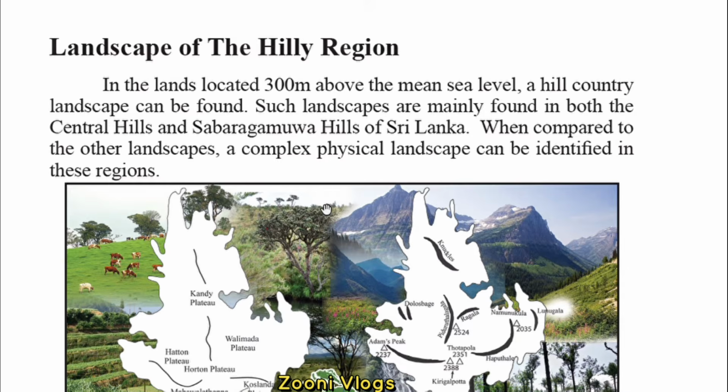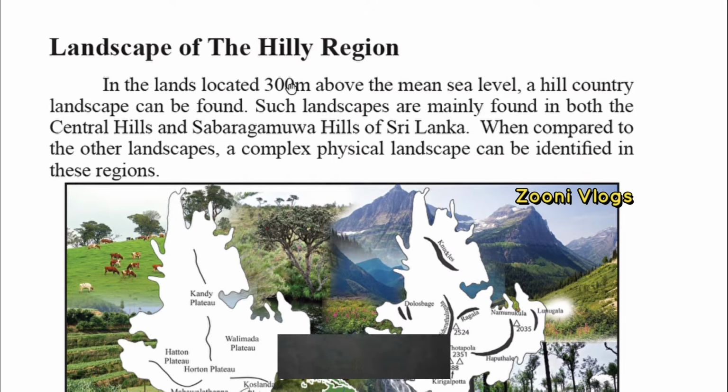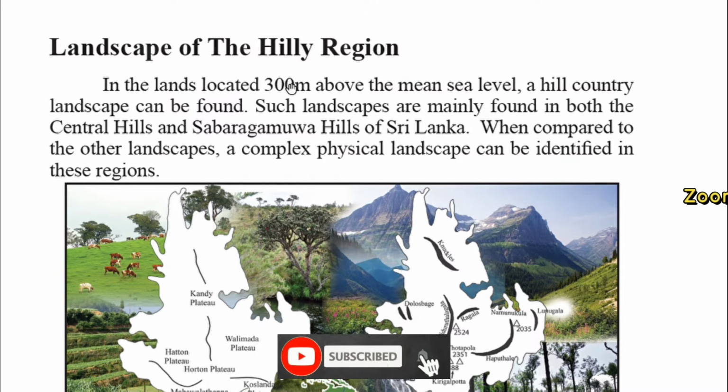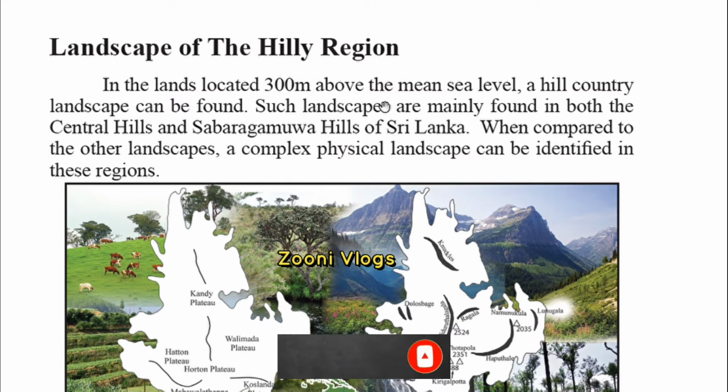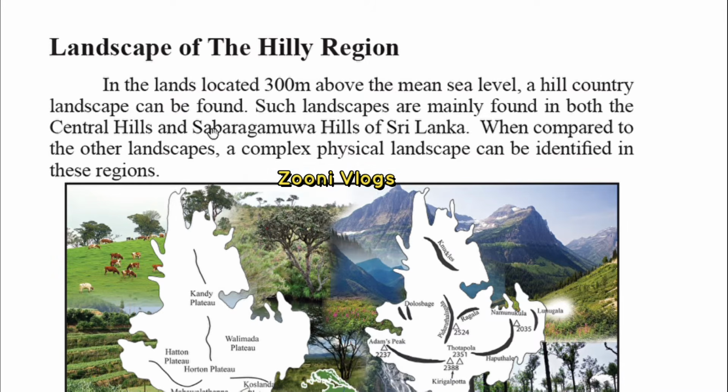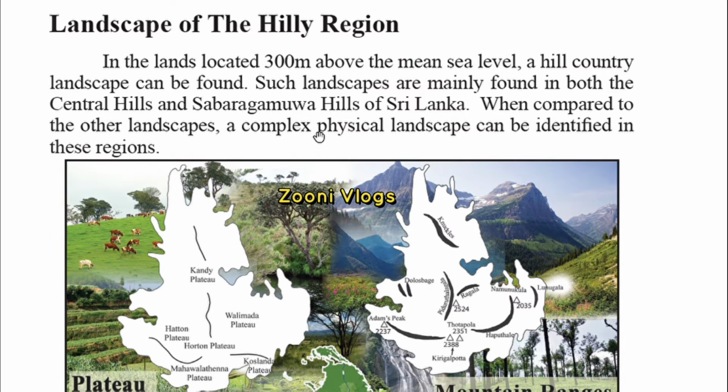Okay, now we are going to learn about the physical landscape of the hilly region. Now this is very important. They will ask this point in your MCQ paper, so you have to underline this and keep this point in your mind. It is mainly found in both the central hills and Sabaragamuwa hills of Sri Lanka. So the hilly region consists of the central hills and the Sabaragamuwa hills. This one is also very important. So here we can see a complex physical landscape in these regions.